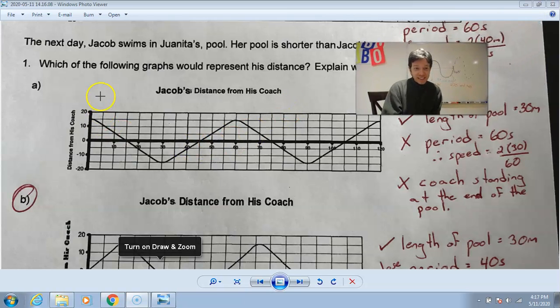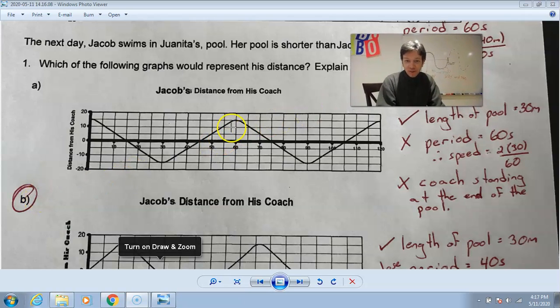Now here in this example, it says the next day Jacob swims in Juanita's pool. Her pool is shorter than Jacob's. Which of the following graphs would represent his distance, and explain why? So let's analyze each one. I've already circled B, but let's analyze each one.